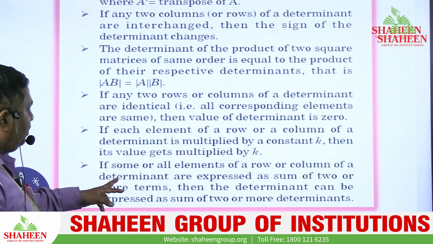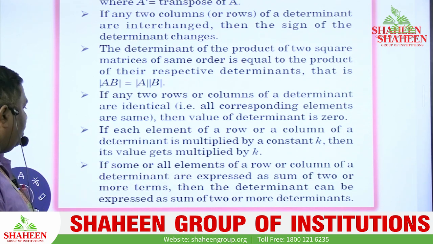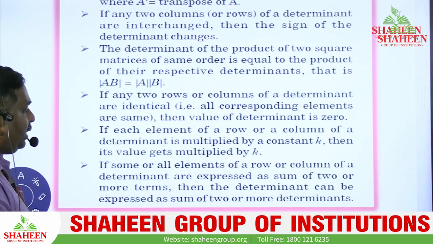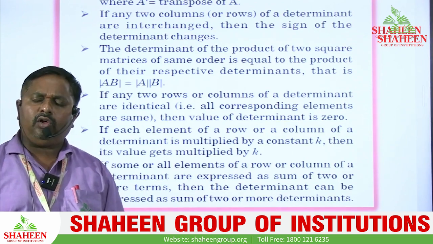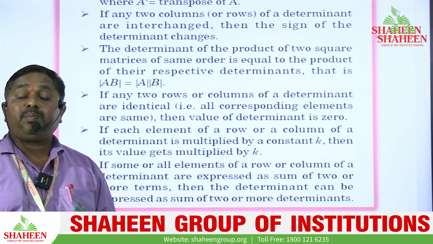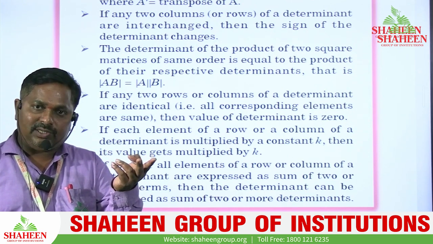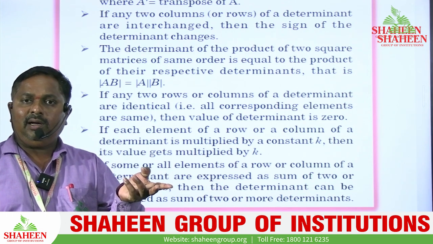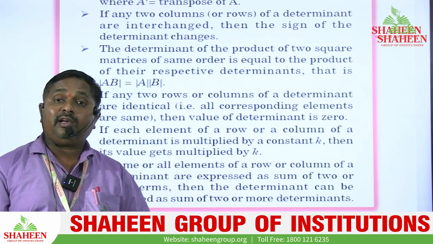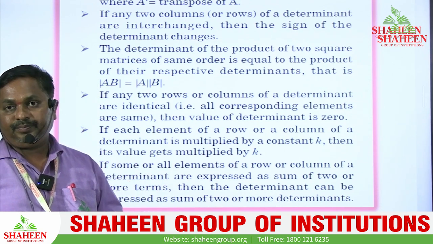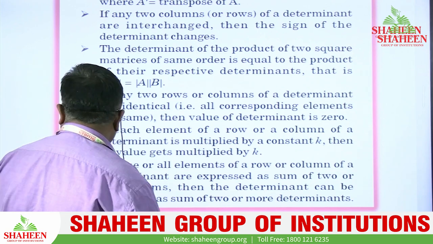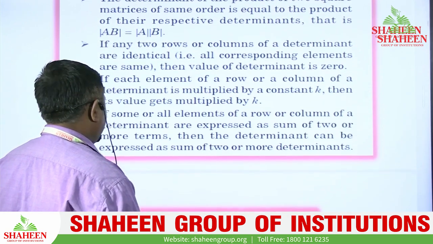नेक्स्ट, if all elements of a row or column of a determinant are expressed as a sum of two or more terms, then the determinant can be expressed as a sum of two or more determinants. समझ लीजिए कि एक रो या एक कॉलम, पर्टिकुलर रो या पर्टिकुलर कॉलम is expressed as a sum of two elements, then we can express that determinant as a sum of two different determinants. वो कैसे एक्सप्रेस करना है? Let me explain here.